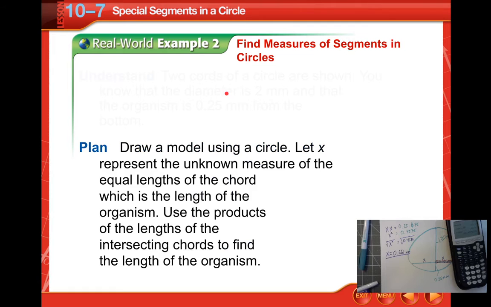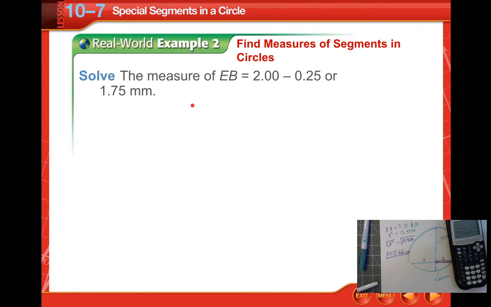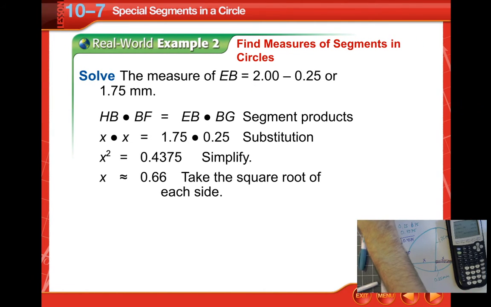So let's take a look and make sure we did this close to right. All right, it says 2 chords of a circle are shown. You know the diameter is 2 and that the organism is 0.25. So we'll draw a model. We did that. Let x represent the unknown measure of equal lengths of the chord, which is the length of the organism. Use the products. That's what we did. So we found 1.75 because we knew it was 2 minus that. Multiply them together. Great. They did 2 decimal places where we did 3, but it should be just good enough.